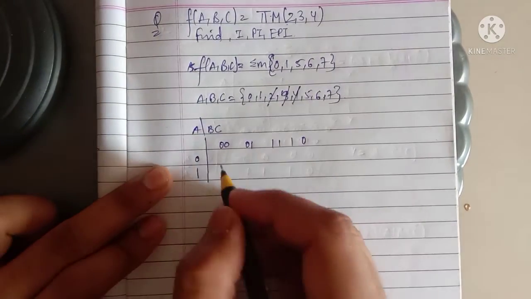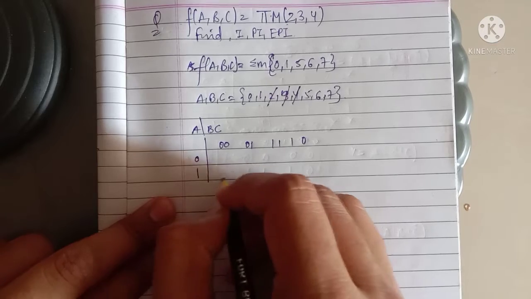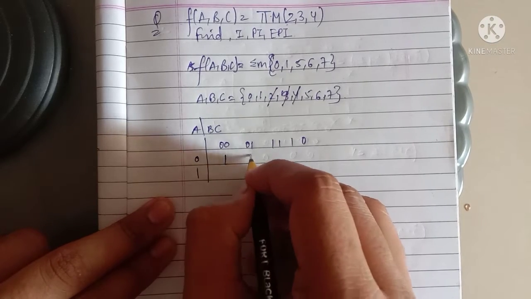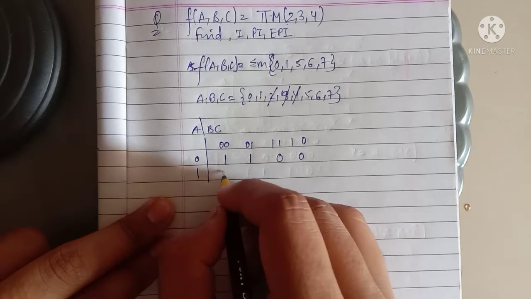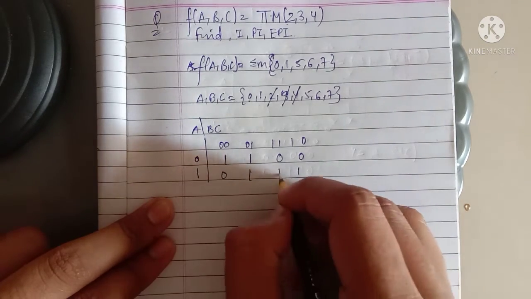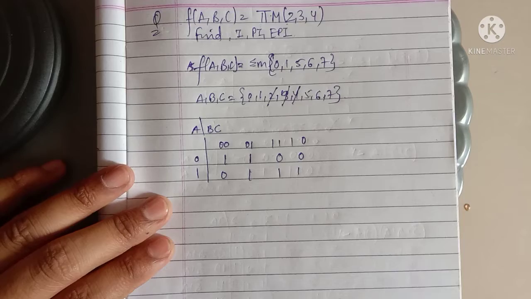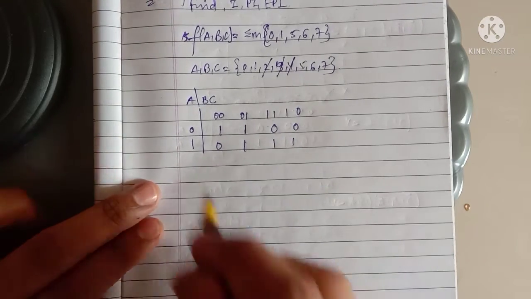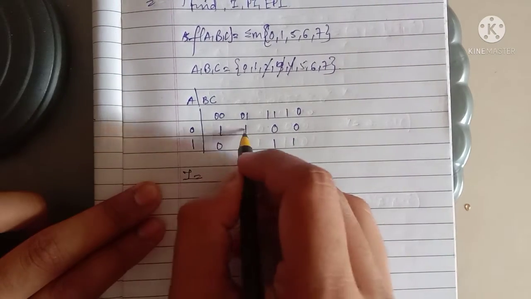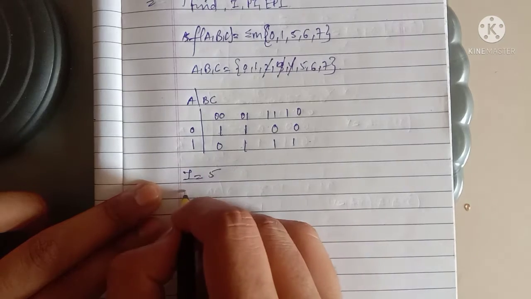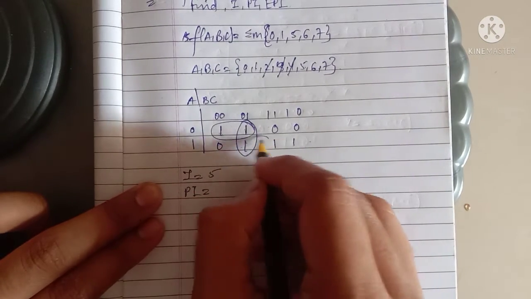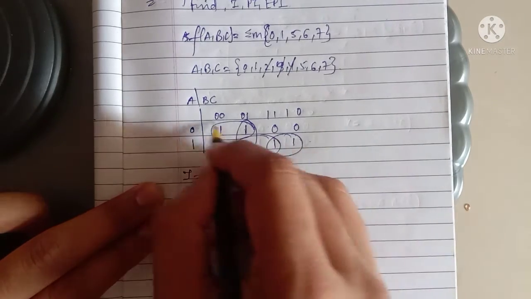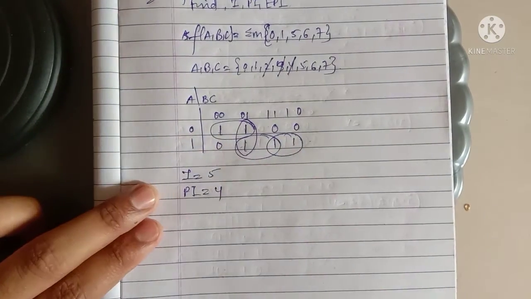Now note down the min terms on the K-map: positions 0, 1, 5, 6, 7. Now just form the pairs. First, the essential prime implicants. For the prime implicants, just form the groups.